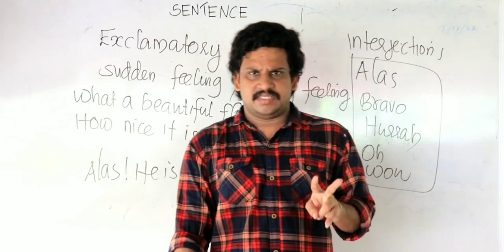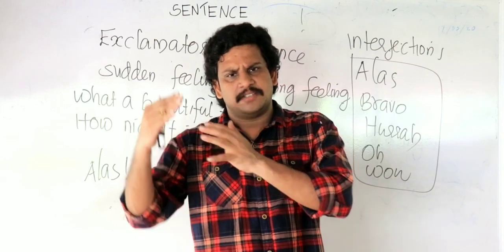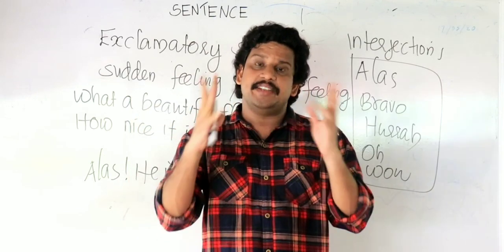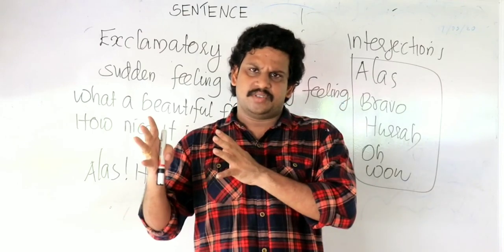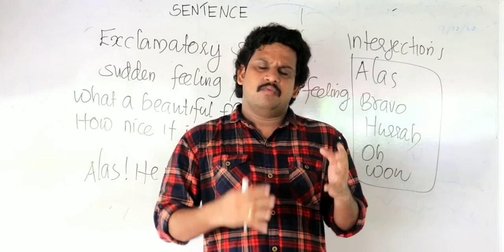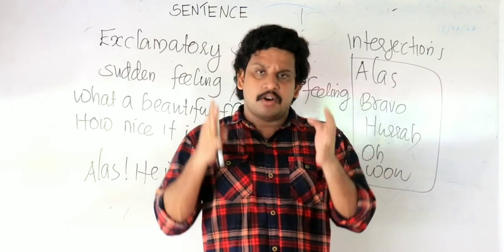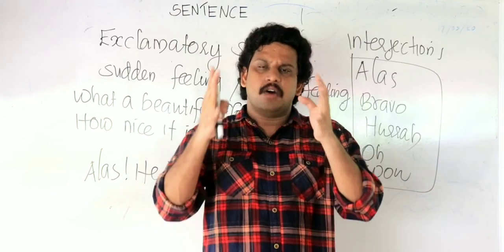Second one is interrogative sentence. The meaning of the word interrogation itself is question. Two types of questions, mainly: WH question, yes or no question. WH question: what, which, where, when, why, who, whose, whom, how many, how often, how long, how much, how far.